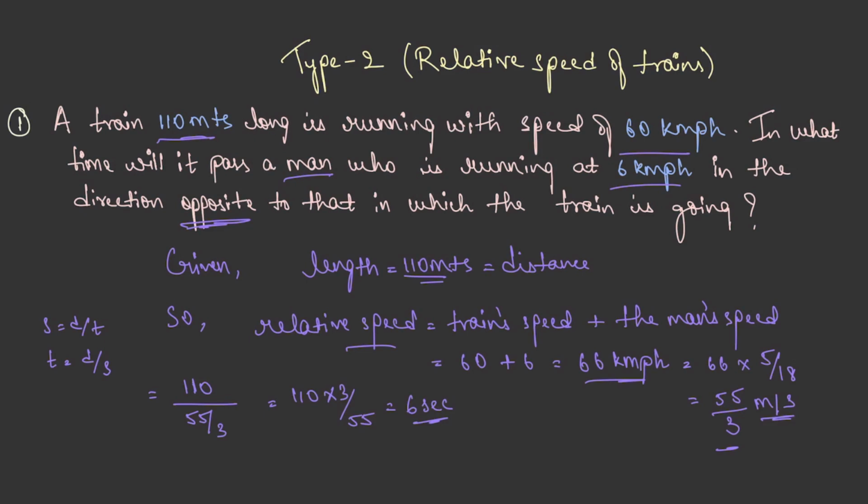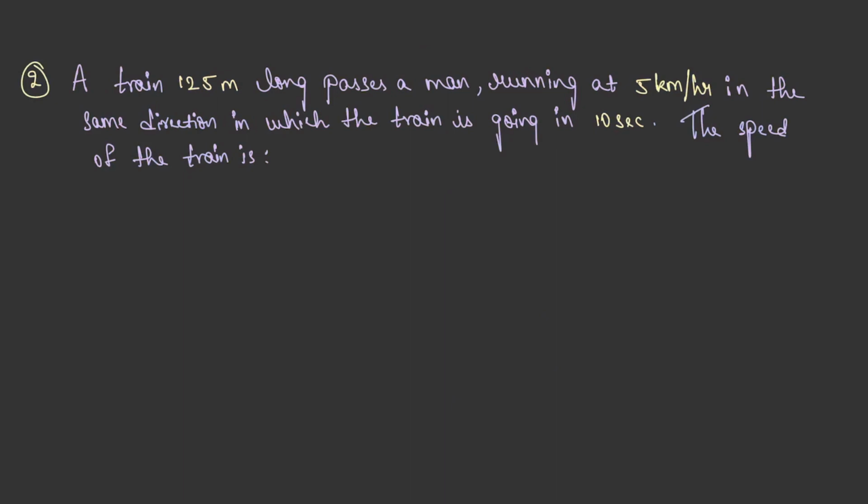Let's move to question 2. Let us read this question first. A train 125 meters long passes a man running at 5 kilometers per hour in the same direction. Let us also underline this. In which the train is going in 10 seconds. They've also given us the time. So they are asking us the speed. They have given us the time. We have to find speed and there's something related to the distance.